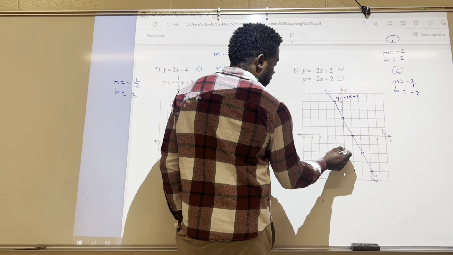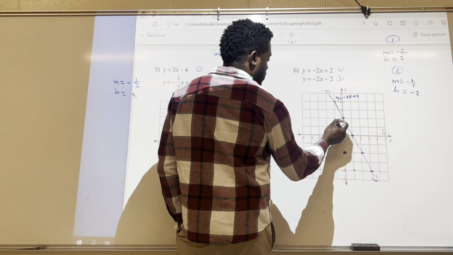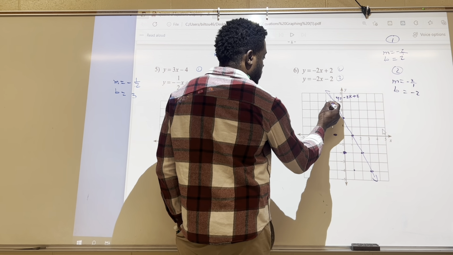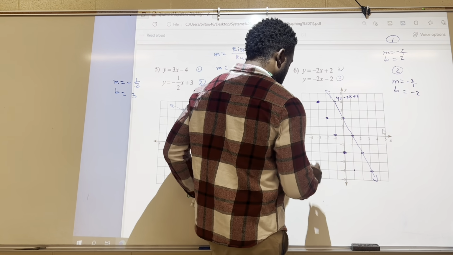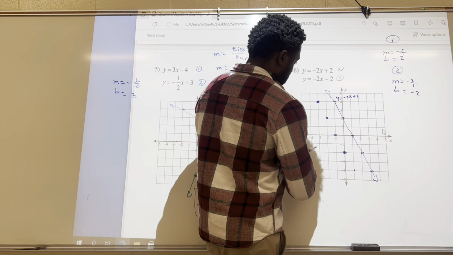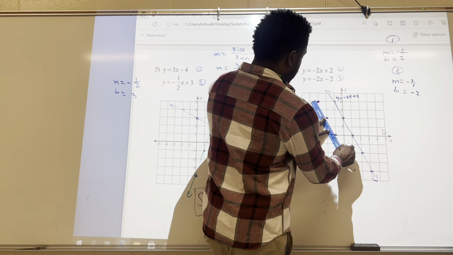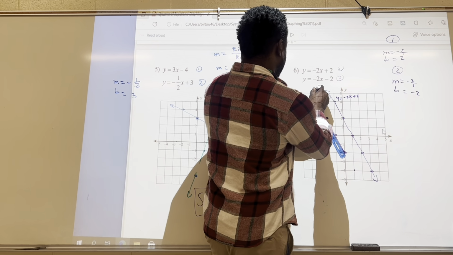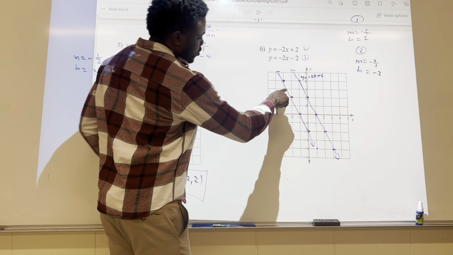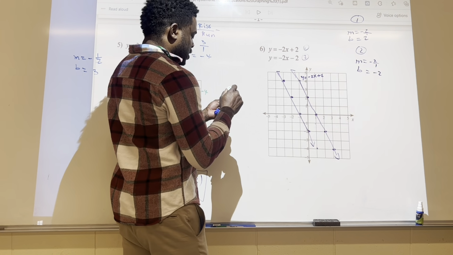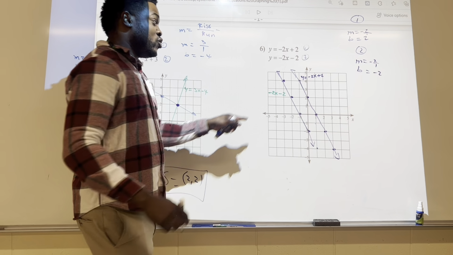So let's go back this way. We go up 2, and then 1 here. Up 2, and then 1 here. So meaning that my graph will go this way here. So the equation over here is y equals -2x and then -2.